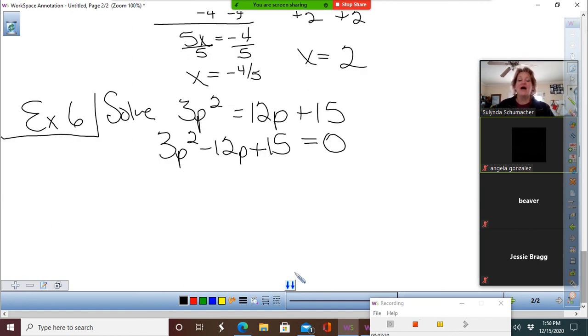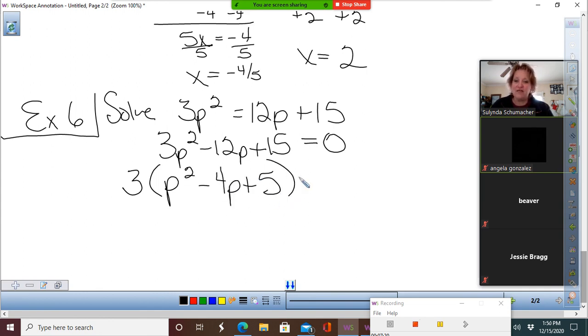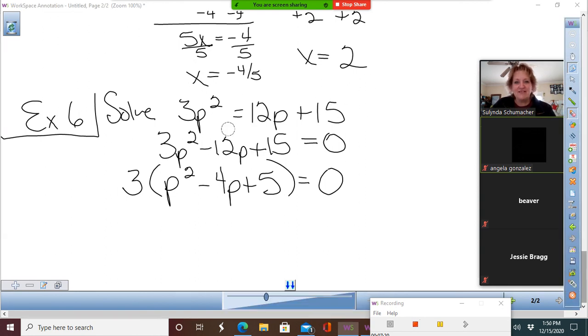All right, now I got to undistribute the greatest common factor. Well, out of all of those, I can take out a 3. Leaves me with p squared minus 4p plus 5 equals 0. Oh, I guess when I move it over, that's a negative. My bad. I fix it. So when I subtract 15 over, this should be a negative.